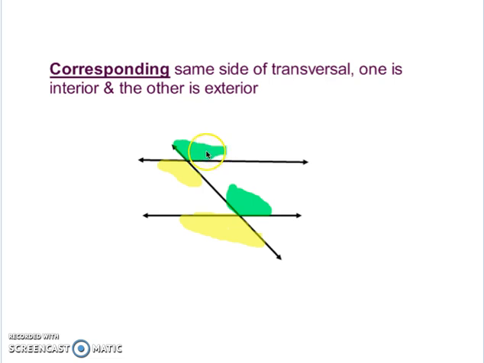Corresponding angles you can see here are on the same side of the transversal. One is interior and the other is exterior. So you can see here we have two on the top, or the two on the bottom would be corresponding angles, and they are congruent.